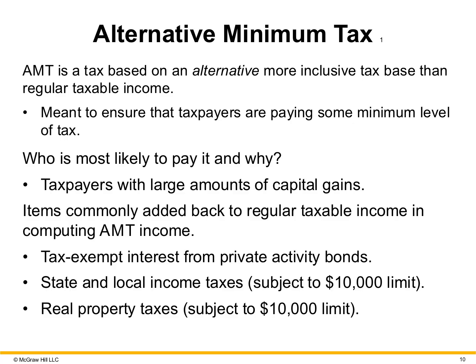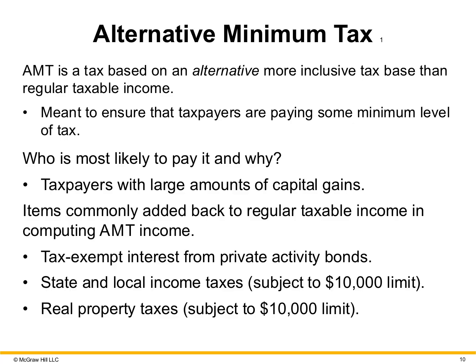In this video, we are going to be talking about the alternative minimum tax, or AMT. So what the alternative minimum tax is, is a tax based on an alternative or more inclusive tax base than simply regular taxable income. And it is designed this way to ensure that taxpayers are paying some sort of minimum level of tax.